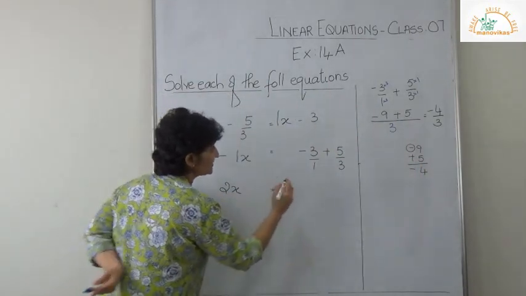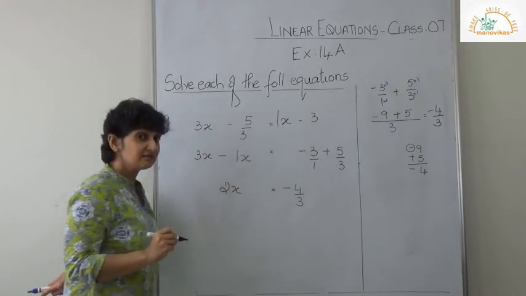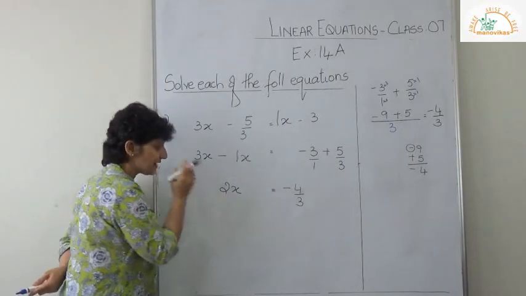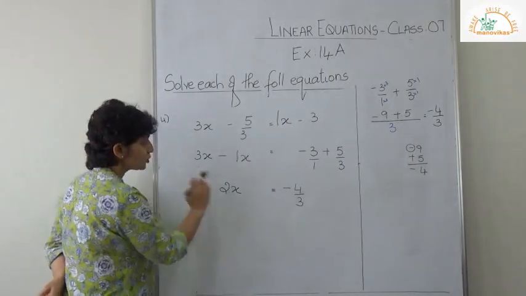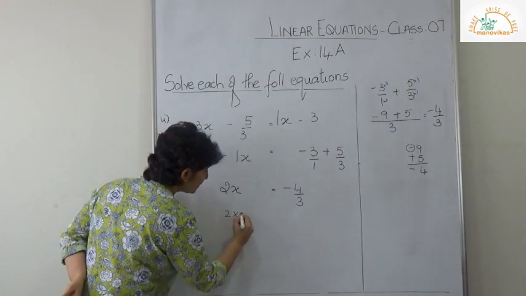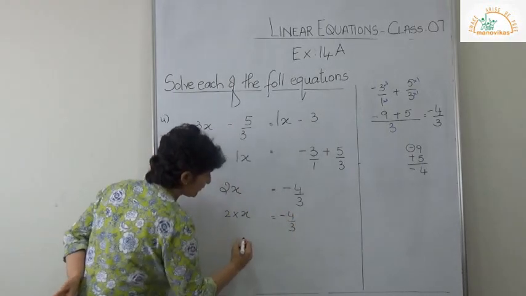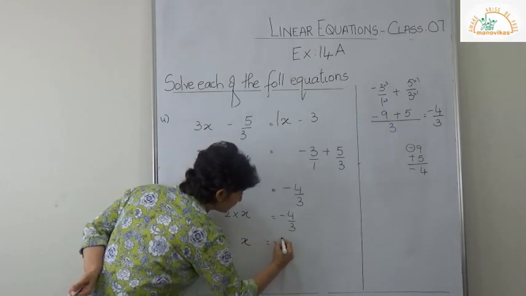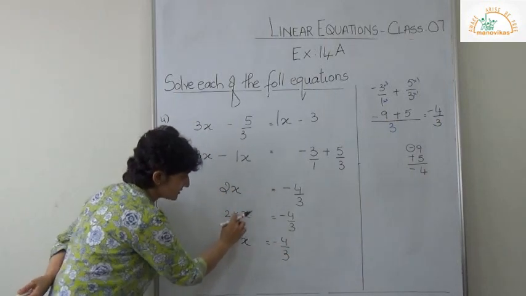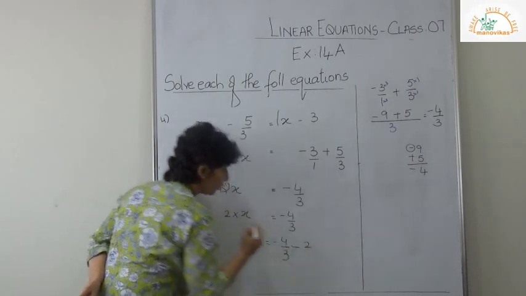So 2x is equal to minus 4 upon 3. Have I finished? No, we haven't. I still have to find only x. I have 2 here. What is the meaning of 2x? 2 multiplied by x is equal to minus 4 upon 3. So x is equal to minus 4 upon 3. There is multiplied. So this will become divided by 2.